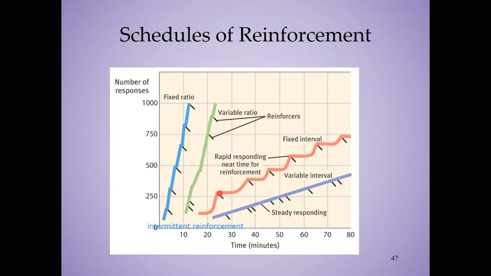So what will they do? First minutes, they don't monkey around with the door. They don't open it. But as the time for reinforcement gets closer and closer, they have a tendency more and more to open that door up and look in there, hoping to get reinforcement. And that's very typical of fixed interval schedules. As the time for reinforcement approaches, the behavior accelerates.